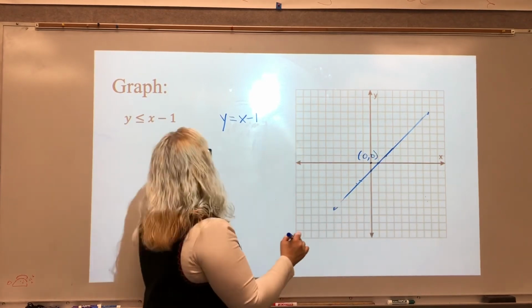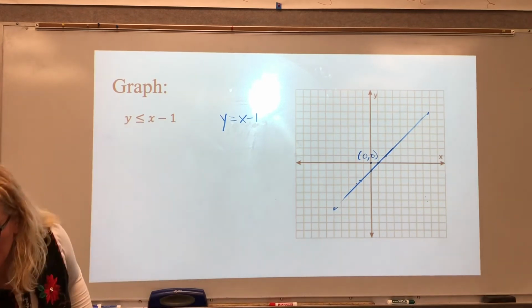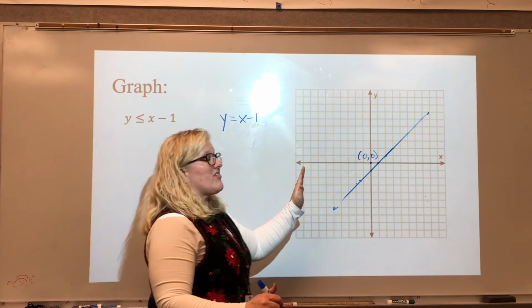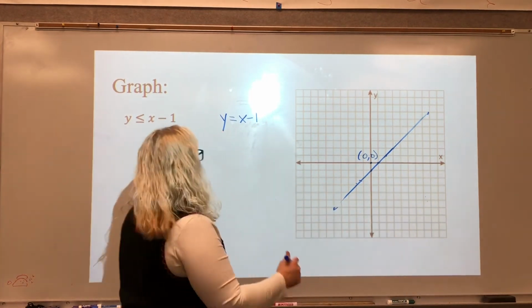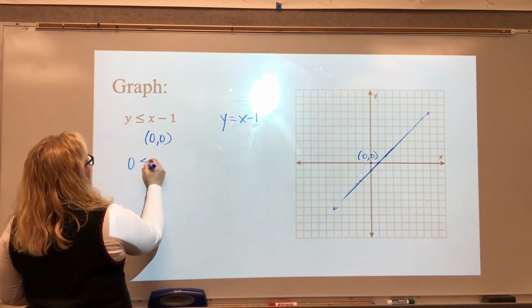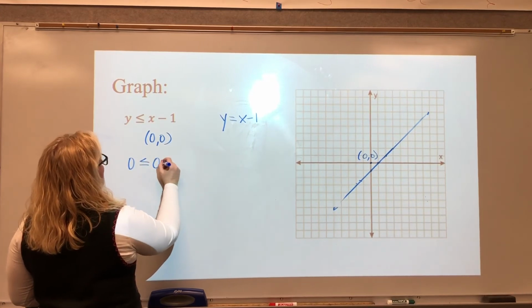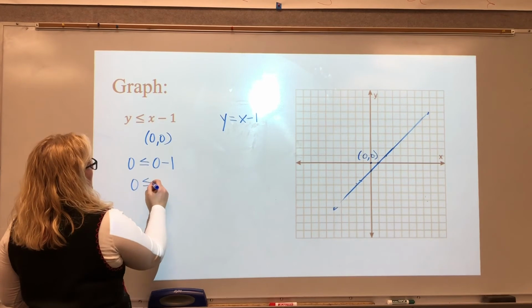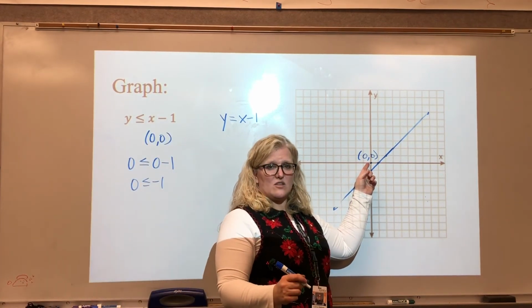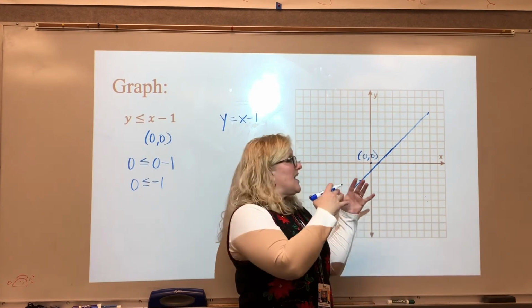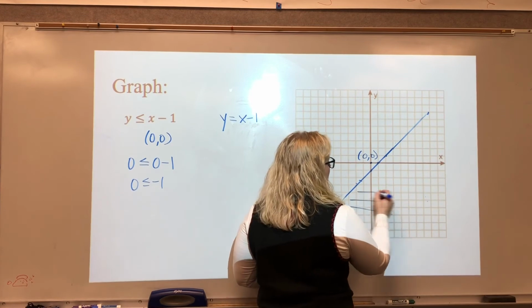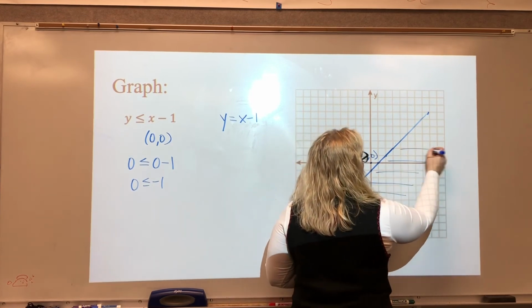And I bet, since this thing flipped, see, this was the last one, here it is now. Since it's flipped, I bet the other side is going to be shaded. But let's try 0, 0. So I plug in 0. Is 0 less than or equal to negative 1? And the answer is no. So 0, 0 is not a solution of this, which means the other half has to be. So I would shade in this part of the equation.